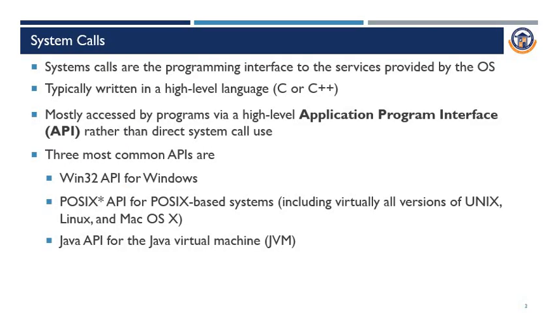The next one is the system call. System calls are the program interface to services provided by the OS, typically written in high-level languages such as C or C++. They are mostly accessed by programs through a high-level application program interface rather than direct system call use. The three most common application program interfaces are Win32 for Windows, POSIX for Unix, Linux, and Mac OS, and the Java API for the Java virtual machine.